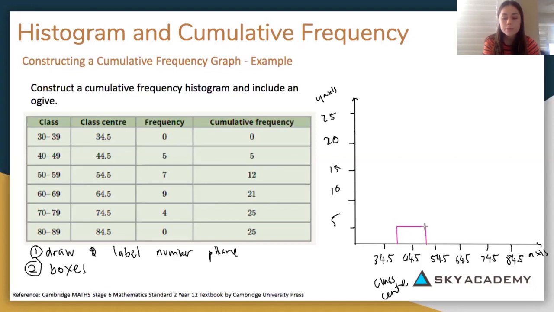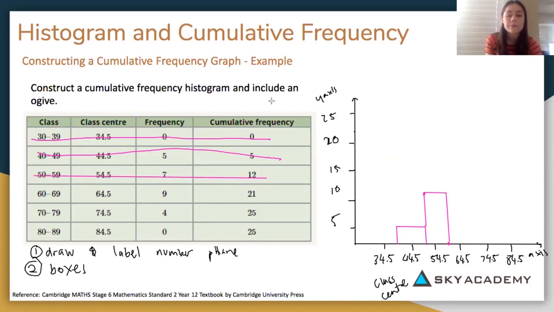So that is my 30 to 39 done, because we had a 0, so we don't have to draw it on. Then 40 to 49 done. Now we have to do 50 to 59, or 54.5, which had a cumulative frequency of 12. So 12 might be, let's say, about here. So I can draw that on. And that is 12 done.